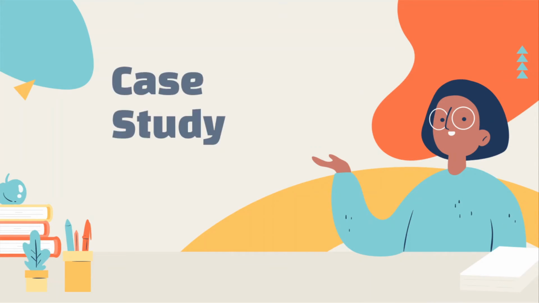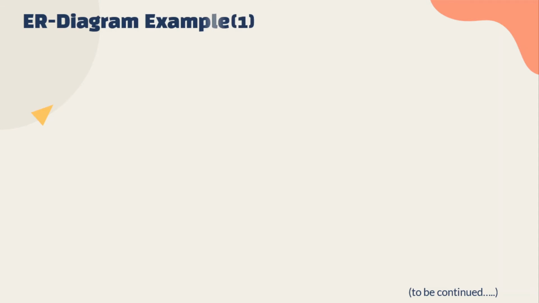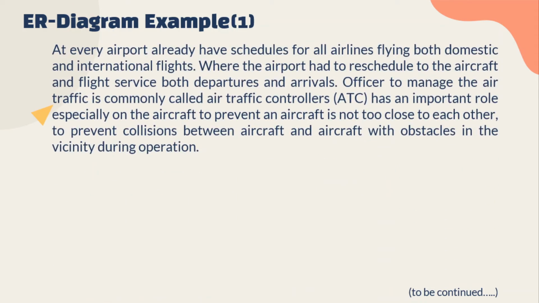Okay, lastly, we will discuss a case study of how to make an entity relationship diagram. This is an example of how to make an entity relationship diagram from a case study. Every airport already has schedules for all airlines flying both domestic and international flights, where the airport has to reschedule the aircraft and flight service, both departures and arrivals. The officer who manages the air traffic is commonly called an air traffic controller, or ATC.